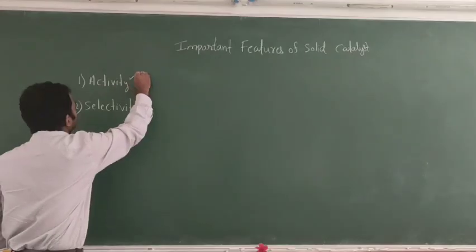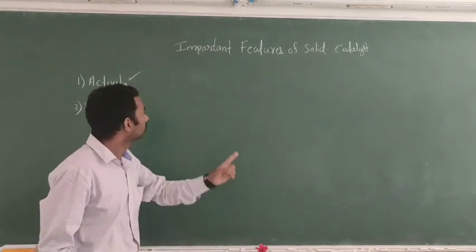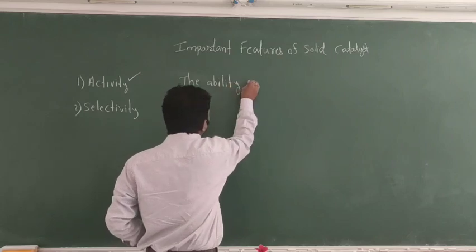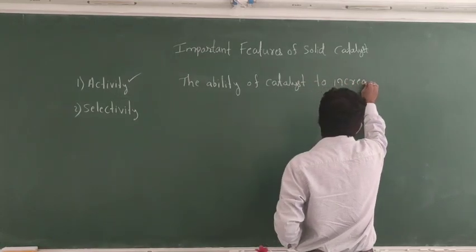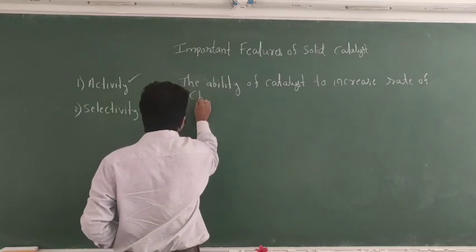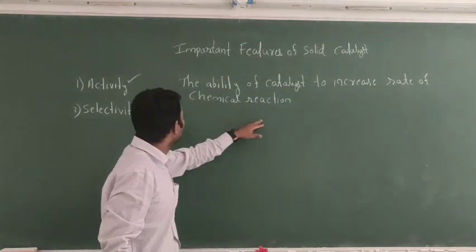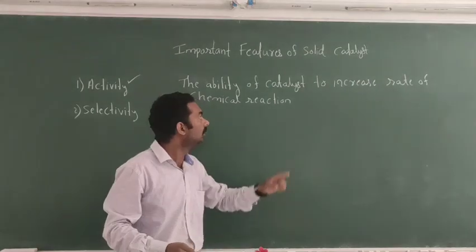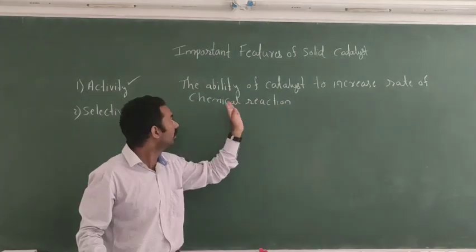First we discuss activity. Here, the ability of a catalyst to increase the rate of a chemical reaction is called activity. So activity means the capacity of the catalyst to increase the rate of chemical reaction.